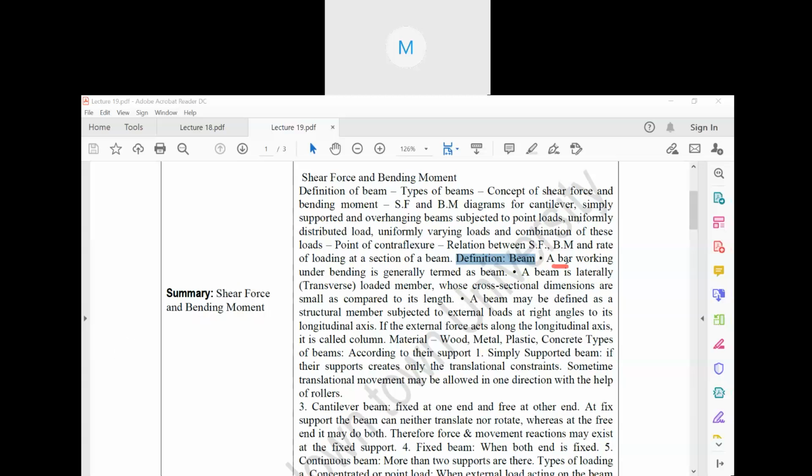As per this definition, a bar working under bending is termed as a beam. A beam is a laterally transverse loaded member whose cross-sectional dimensions are small compared to its length. Now, in the last class, I showed you beams. So a beam is a lateral member that is subjected to certain loads.